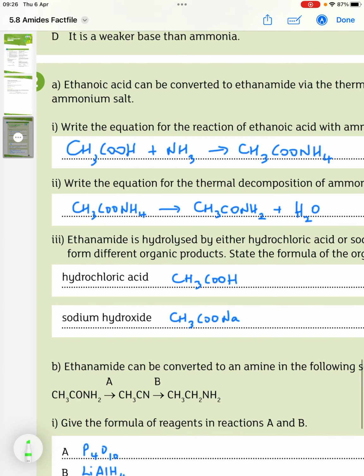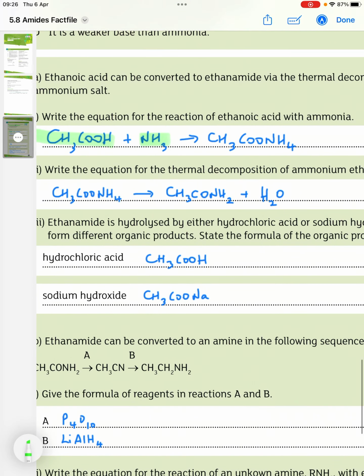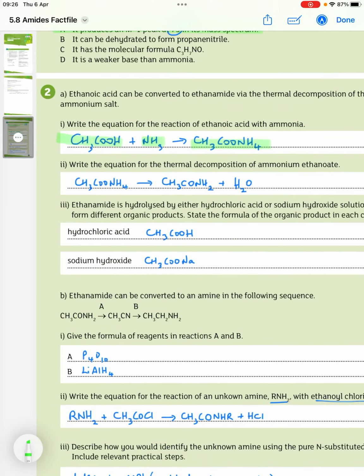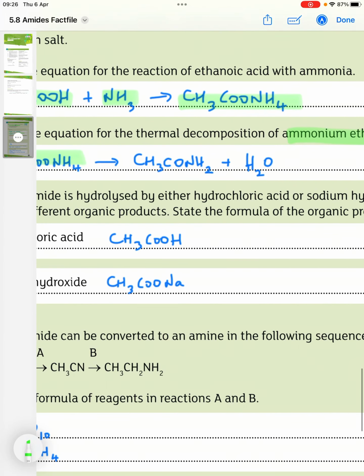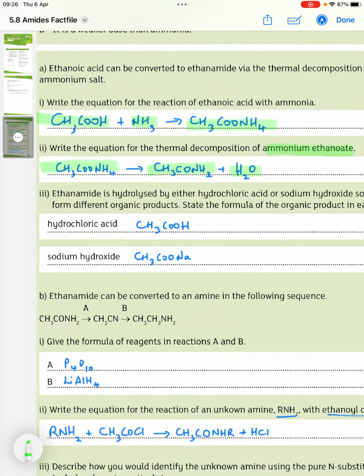So ethanoic acid, CH3COOH, ammonia, NH3, and then that gives us the ammonium salt, so CH3COONH4. Then the equation for the thermal decomposition of the ammonium ethanoate, which has just been produced in the last equation, so CH3COONH4, and that will thermally decompose to give you CH3CONH2 and water, H2O.